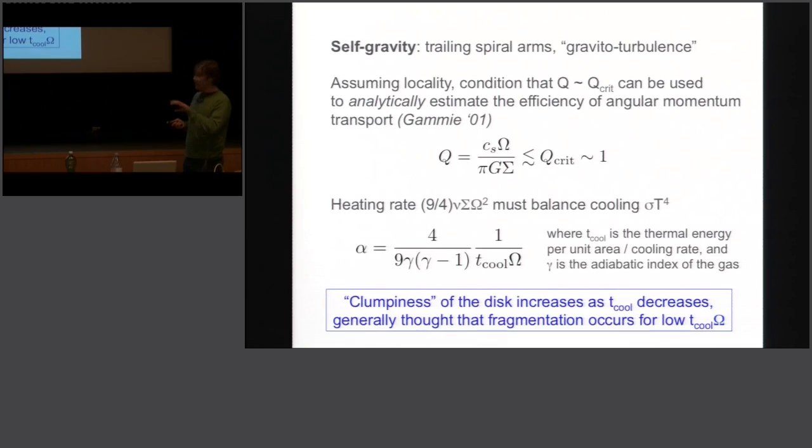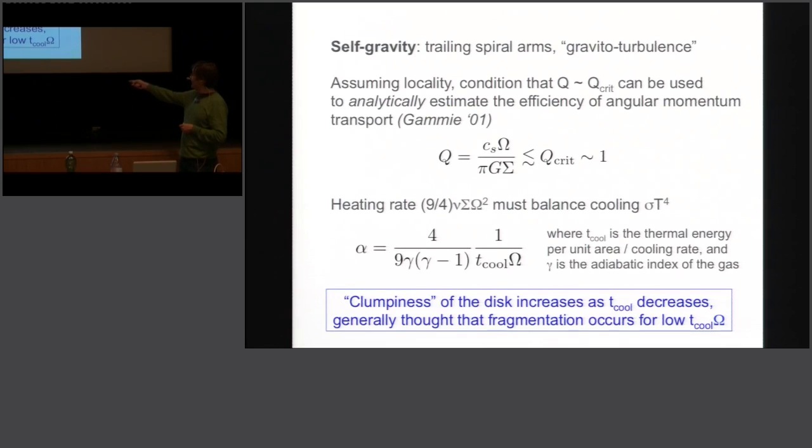And in that case, we can use the condition that the disk sort of hovers at the boundary of being marginally unstable to estimate how efficient the angular momentum transport produced by the self-gravity is. So the way this argument works is that you take this Q parameter, and we say that everywhere within the disk, Q is comparable to this critical Q value, which we said is of order unity. Now, if the turbulence is also local, that means that, roughly speaking, the energy that is generated locally within the turbulent disk is the same heating that is balanced locally by cooling from radiation from the disk surface.